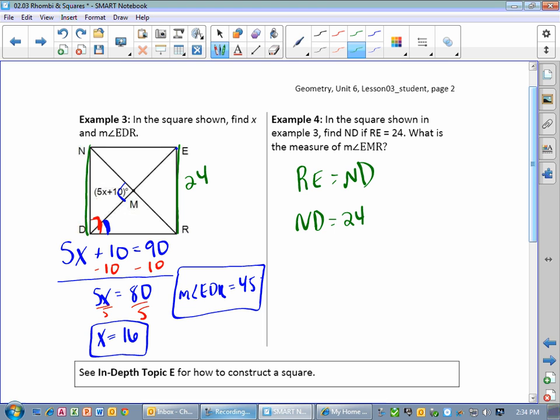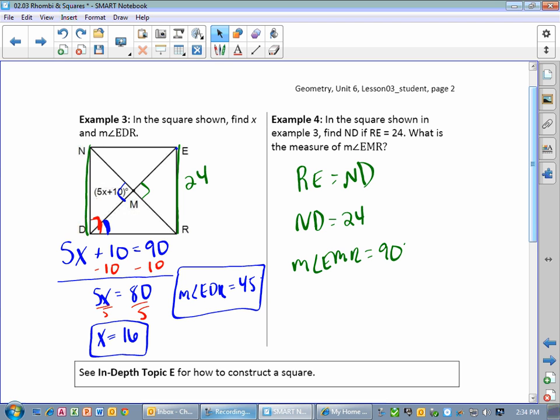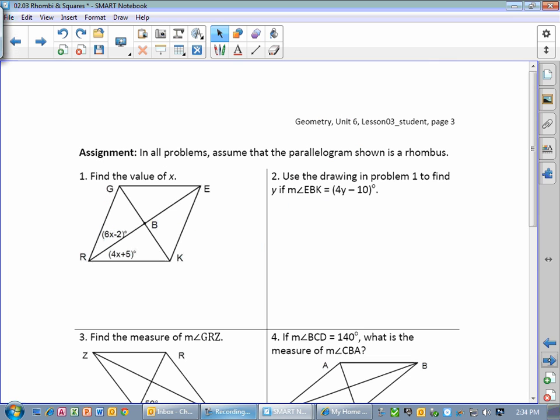What is the measure of angle EMR? Look at EMR. What do we know about EMR? It's a right angle. So the measure of angle EMR would be what? All right. So there are something like 17 questions, but they're fairly short questions, all dealing with rhombi and squares.